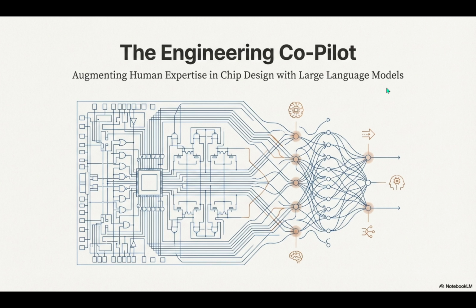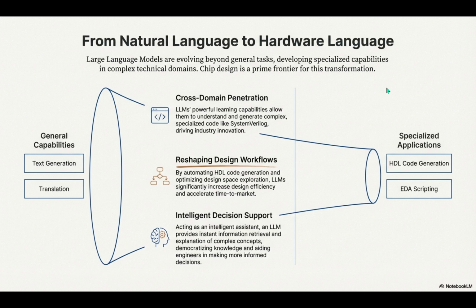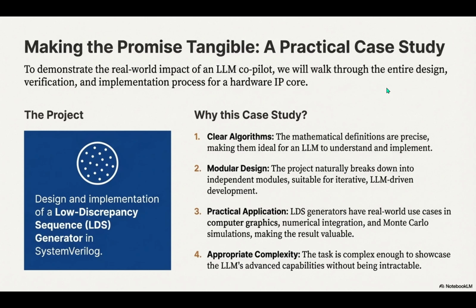And our mission today is to move past the theory and get practical. Right. We're going to unpack a specific case study that shows this in action. The complete design of a low discrepancy sequence generator. An LDS generator. Written in SystemVerilog, which is a highly complex hardware description language. That sounds pretty academic. Yeah. Why was that chosen as the guinea pig for testing out an LLM?